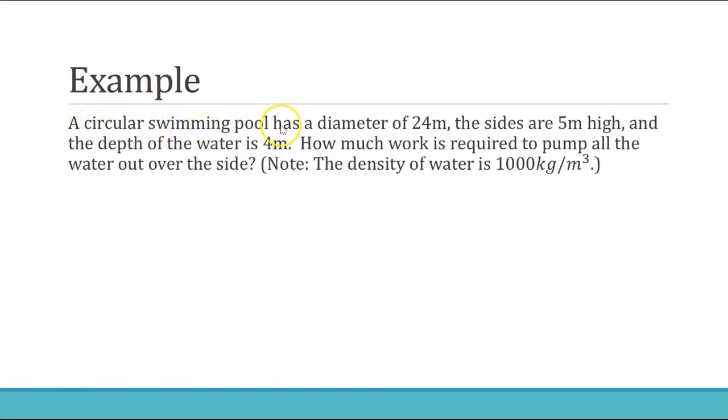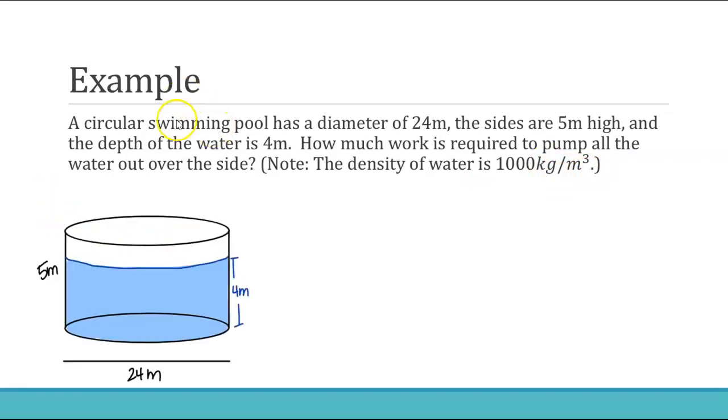A circular swimming pool has a diameter of 24 meters, the sides are 5 meters high, and the depth of the water is 4 meters. How much work is required to pump all of the water out over the side? Note, the density of water is 1,000 kilograms per meters cubed. We'll start by sketching a diagram.